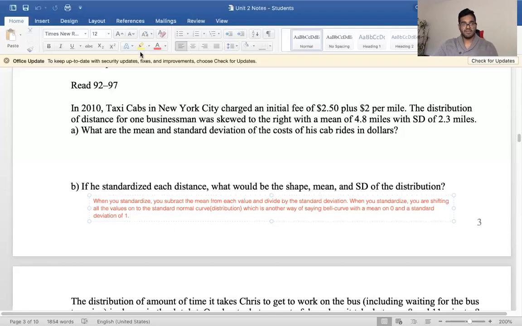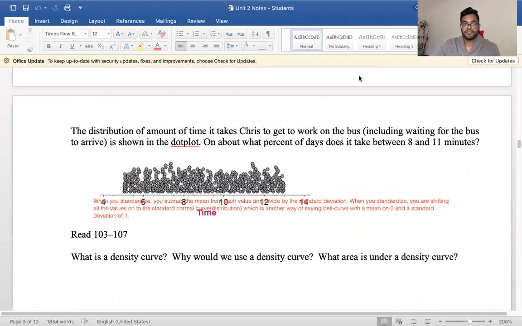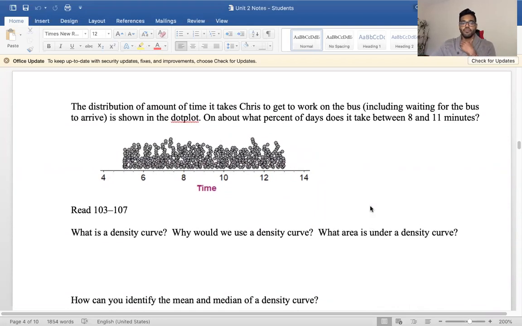So moving on to the next page. Okay, so this is a good question to think about. I'm not really going to go through this one. We can look at this in class if we have to, but just think about this one.